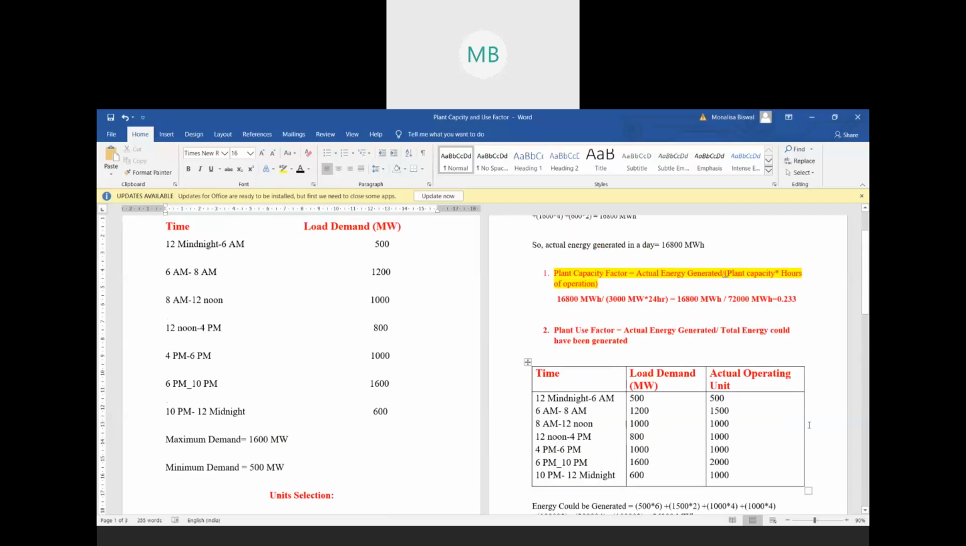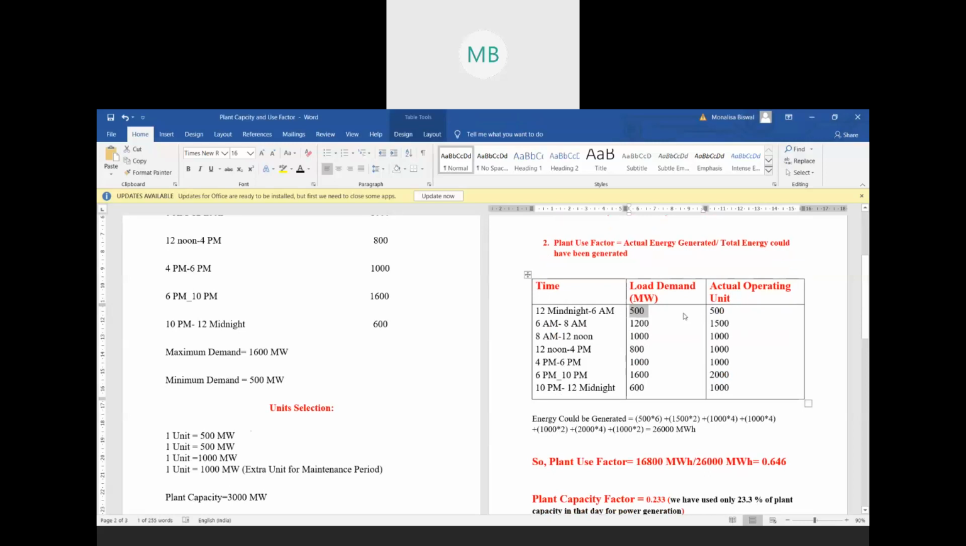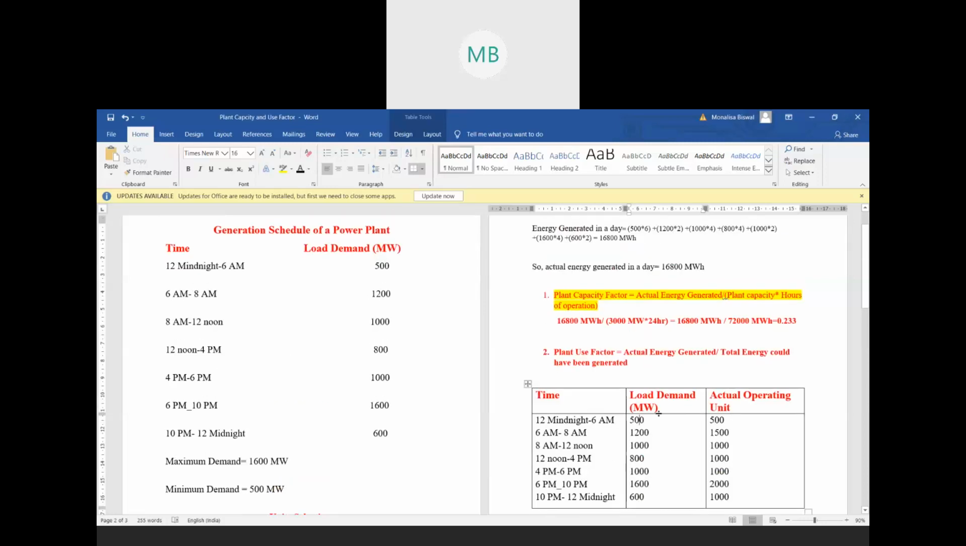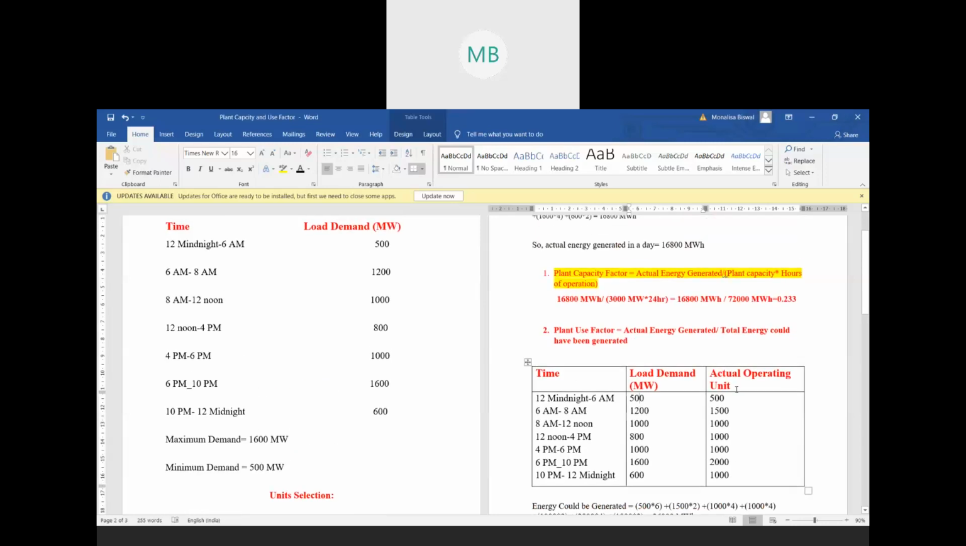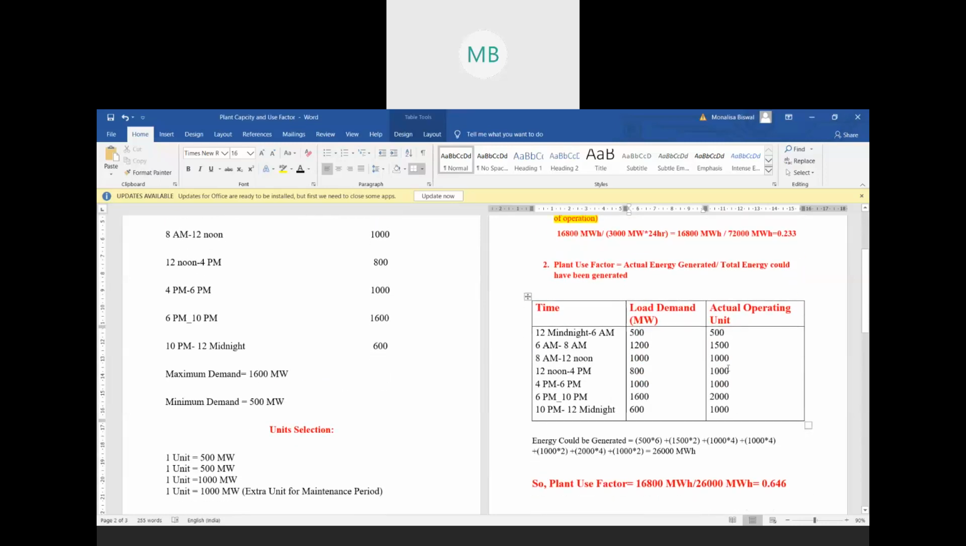To make you understand this, I have made one table, depending on the time period, the actual load demand and the actual operating units. This is the time period in the first column, and this one is the load demand, second column. Now the actual load demand is 500, so I have to run a 500 megawatt unit. So the actual power generated is 500, and the power that could be generated is also 500. Then from 6 to 8 a.m. my demand is 1200 megawatt. But to supply 1200 megawatt, I have to run two units, one unit of 500 megawatt and another unit of 500 megawatt plus a 500. So the actual unit capacity operated during the time period will be 1500 megawatt.